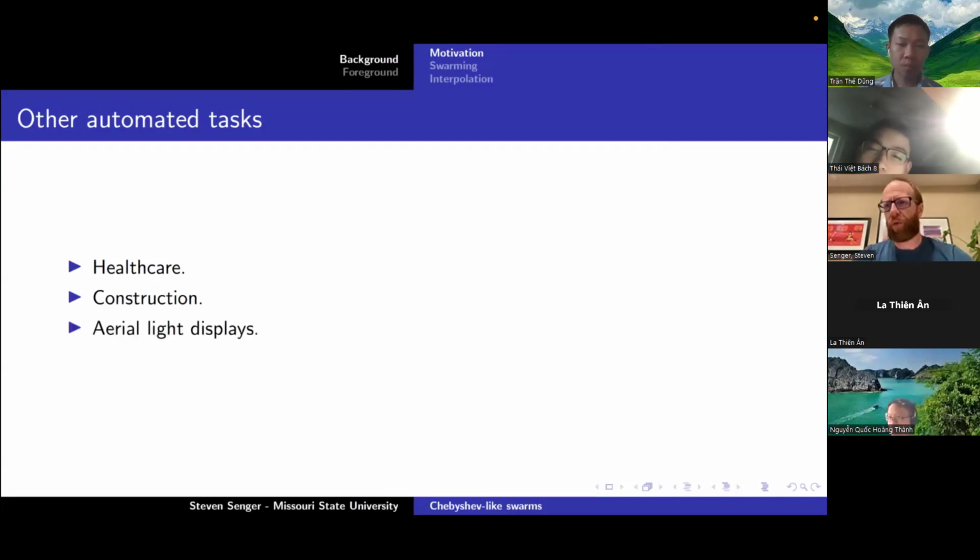And finally, most important, aerial light displays. So yesterday here was the day that we shoot off the fireworks, and the whole sky was lit up with fireworks.